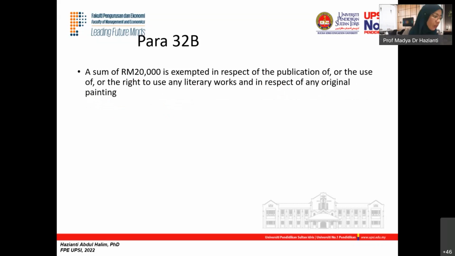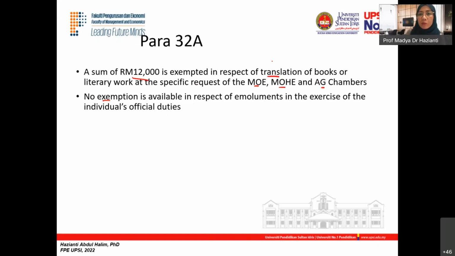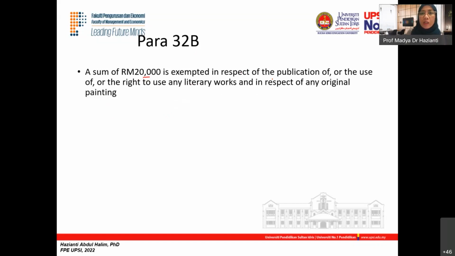32B, okay, 20,000 in respect of publication, right to use any literary works and respect any original painting. Ini kalau tulis buku lah. Tadi translation ni translate buku. Yang ni tulis buku. Okay, 20,000.